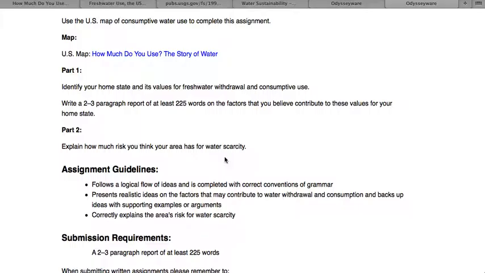Now, the guidelines for the project. In the assignment, the report is 2 to 3 paragraphs as a whole. We want a nice introduction, talking about the use, and then talking about the value for water scarcity, and then a summary. So there should be a nice flow of ideas. I'm going to be looking to make sure that you're using correct grammar. So what I would suggest is to put it into a Word document, spell check it, and grammar check it before you copy and paste it into Odysseyware. Talk about some realistic ideas.